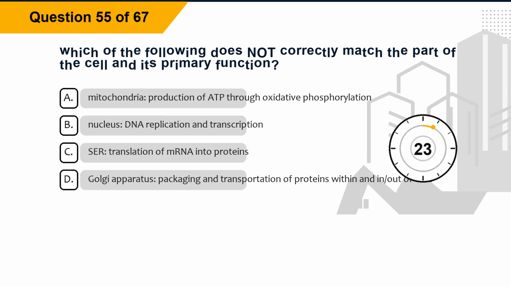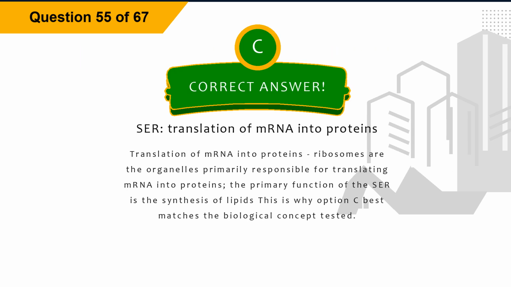Question 55. Which of the following does not correctly match the part of the cell and its primary function? Option A, mitochondria, production of ADP through oxidative phosphorylation. Option B, nucleus, DNA replication and transcription. Option C, SER, translation of mRNA into proteins. Option D, Golgi apparatus, packaging and transportation of proteins within and out of cells. The correct answer is option C, SER, translation of mRNA into proteins. Explanation. Ribosomes are the organelles primarily responsible for translating mRNA into proteins. The primary function of the SER is the synthesis of lipids. This is why option C best matches the biological concept tested.